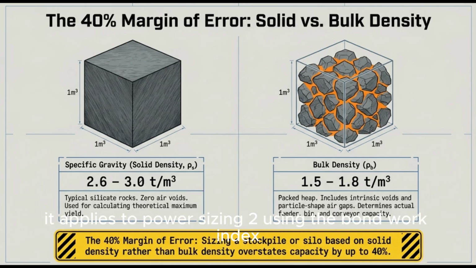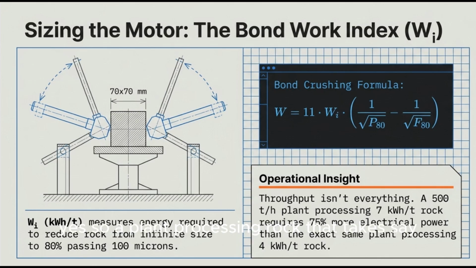And that same precision applies to power sizing too, using the Bond Work Index. Oh, the WI metric. Yes. So a plant processing rock that takes, say, 7 kilowatt hours per ton requires 75% more electrical power than one processing 4 kilowatt hour per ton rock. Wait, 75% more? Yes, just to get the exact same throughput. Just for the exact same amount of rock.